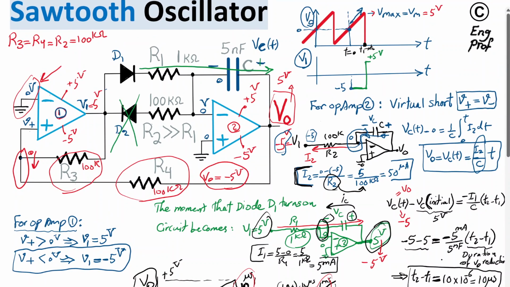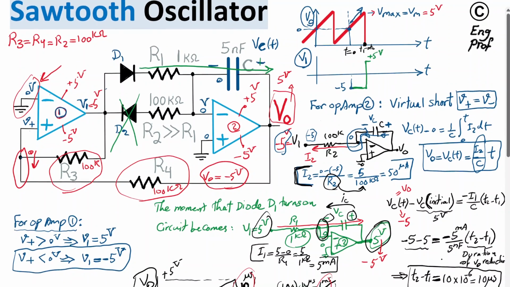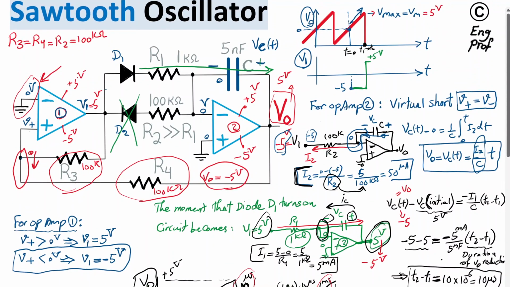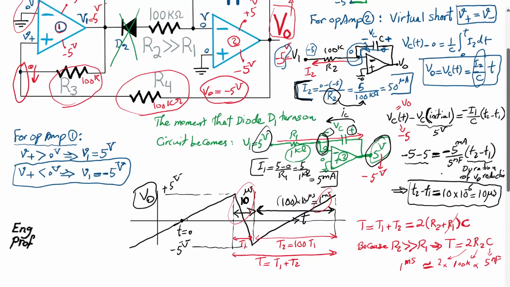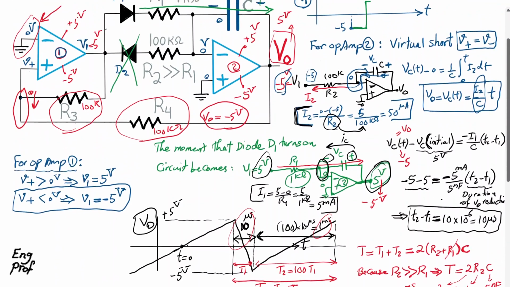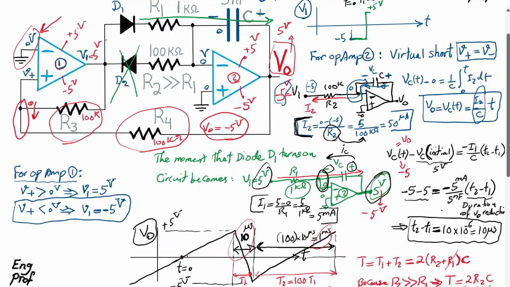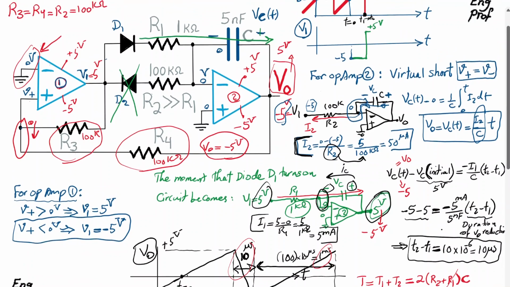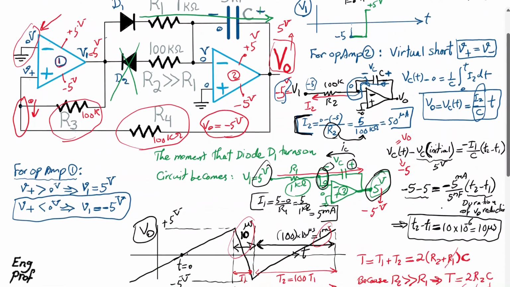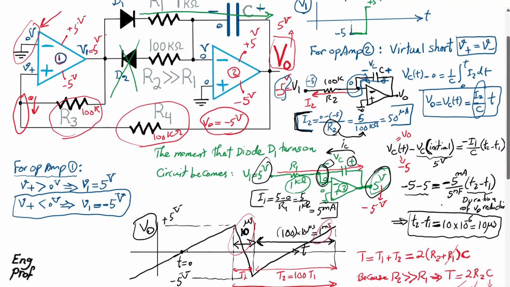So by adjusting the value of components, we can also increase or decrease the frequency of this sawtooth waveform. I hope that this example is helpful to show how in practice we can have a practical circuit with a minimal number of components, op-amps and diode, to implement a sawtooth oscillator or sawtooth waveform generator that is shown here.